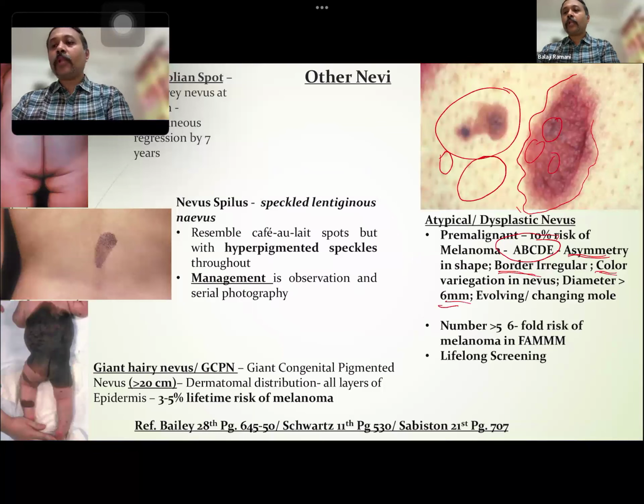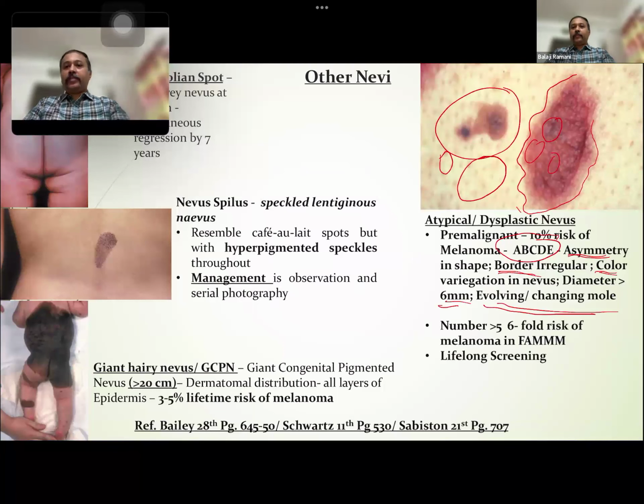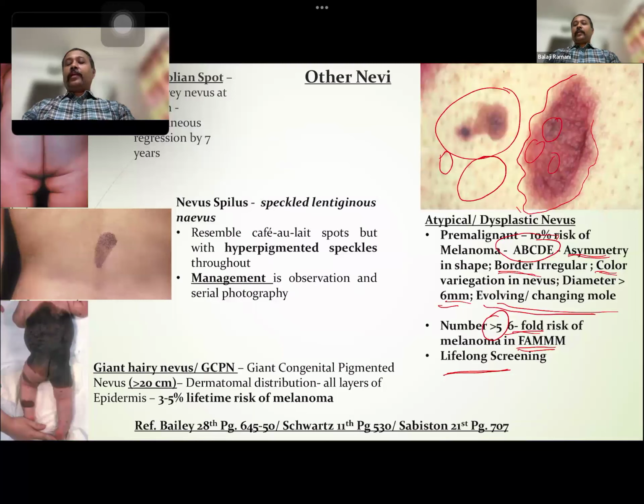So evolving, or evolution, or change with time. So that is your ABCD features. Evolution or change with time is also going to happen. So all these features, when they are present, that is known as your ABCD lesions. The numbers again are more than 5. There is a 6-fold risk of melanoma in case of FAMMM. So when the number is more than 5, all these will require lifelong follow-up.